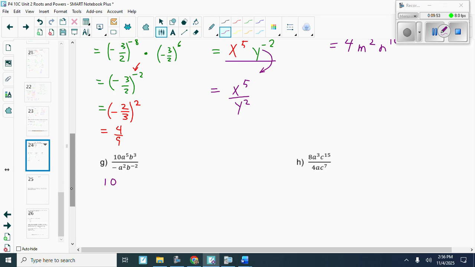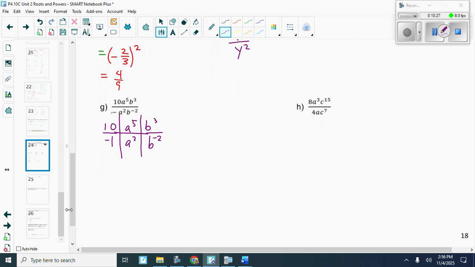So this would be 10, and there's this negative sign there. So I'm just going to attach a 1 to the negative sign, this negative sign here. And then I have an a to the power 5, and there's a squared on the bottom. And then there's a b cubed and a b to the negative 2. I'm just splitting them up a little bit so visually you can see that when we divide, we're just going to be subtracting those exponents. What is 10 divided by negative 1? Negative 10, yeah.